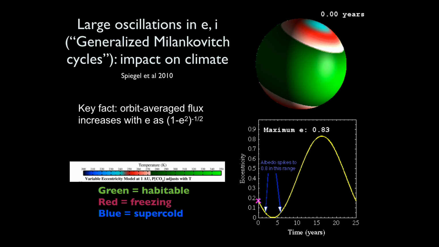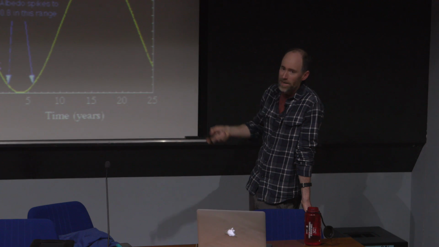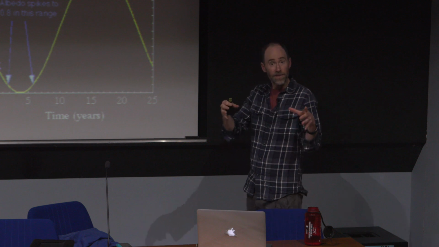This is a little experiment we did a few years ago, led by Dave Spiegel. A key thing here is we tested the effect of a very extreme case, just to illustrate what could happen. In this case, a planet's orbit oscillated between an eccentricity of 0, a perfect circle, and an eccentricity of 0.8 or 0.83. What's interesting to note is the orbit-averaged flux. The amount of flux that an orbit intercepts depends on its eccentricity. It doesn't usually matter much until the eccentricity is very high, but when it's pretty high, it does matter.